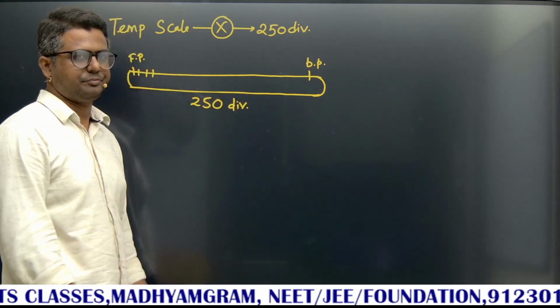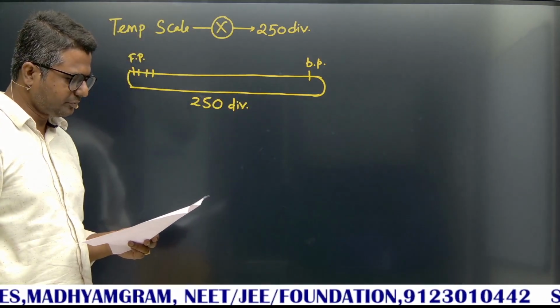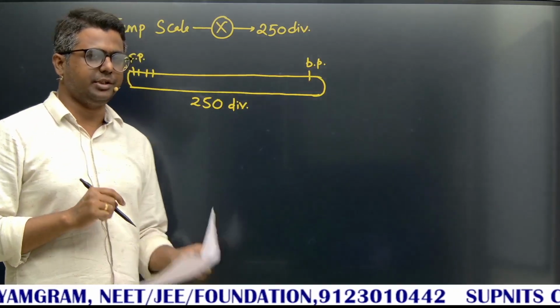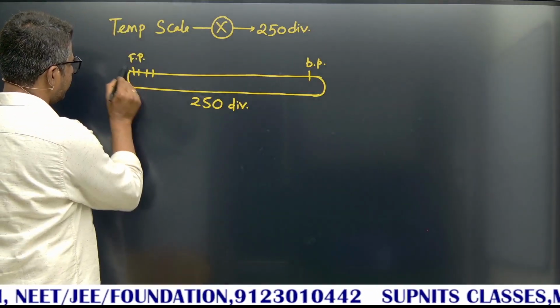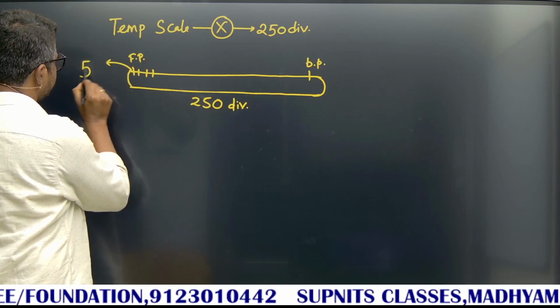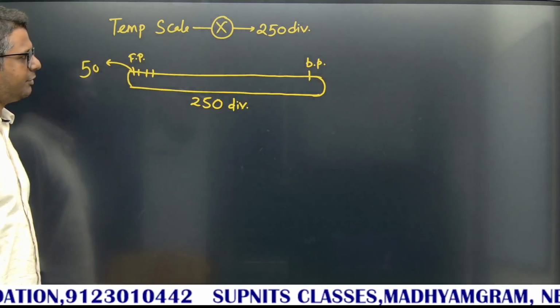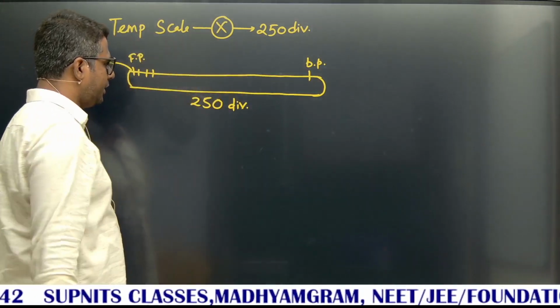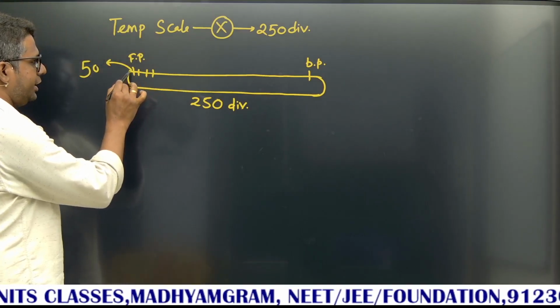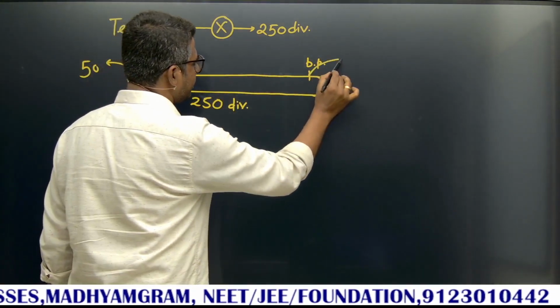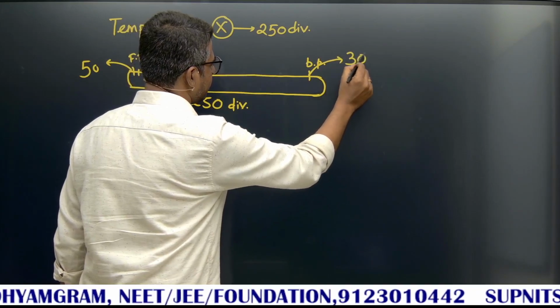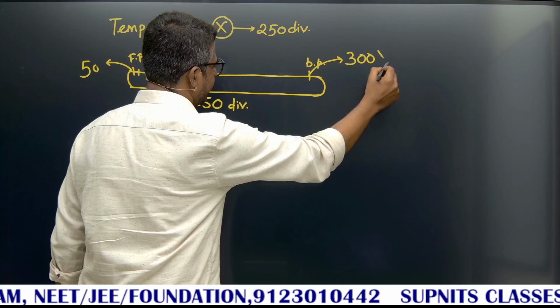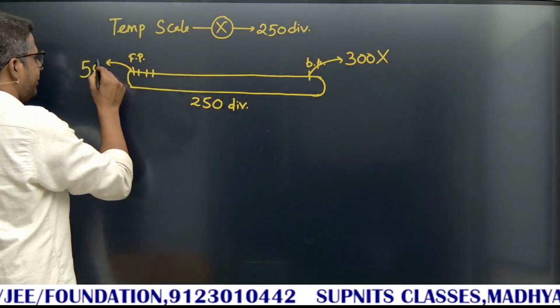No problems. Next, what is said: the scale starts from 50. That means the freezing point is 50. The scale starts from 50. Okay. And the boiling point is not said. However, if it starts from 50, after 250 divisions, it will be 300. So, it will be written as 300X. This will be written as 50X.